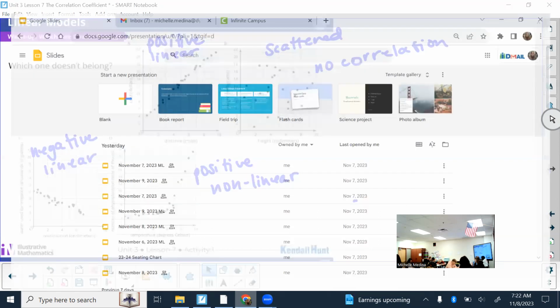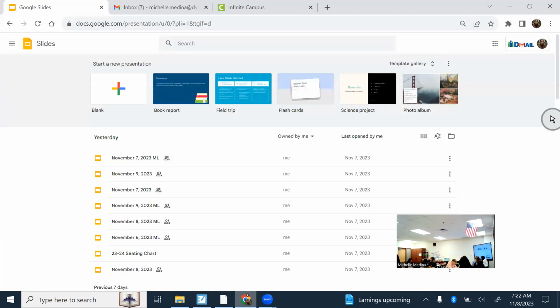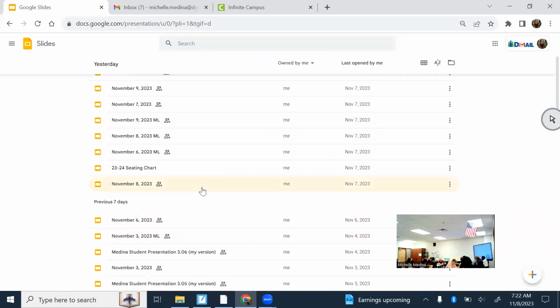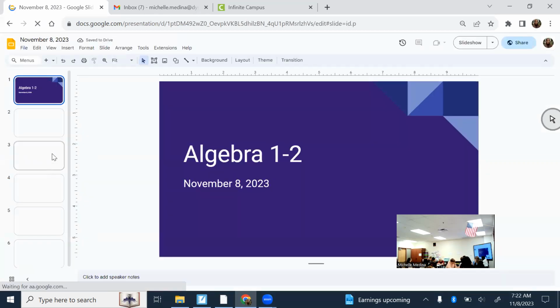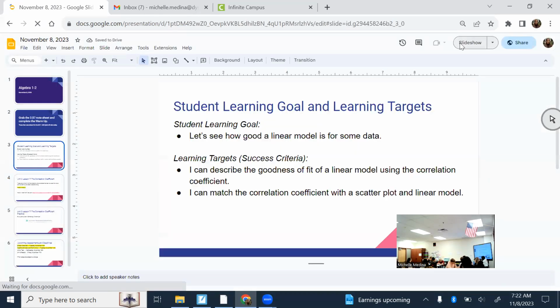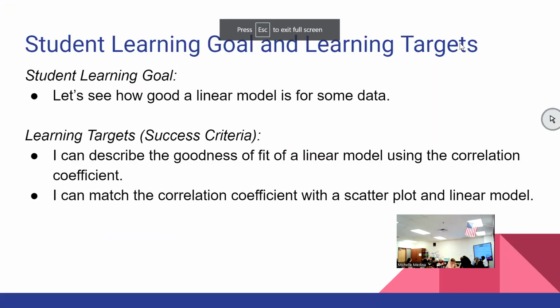So let me show you the slides. I haven't done that lately. Today's the 8th. Let me find it. But the goal of today, you can always find in the slides. You can find a lot of things in the slides, but you'll really know that you're successful if you can meet the learning targets.